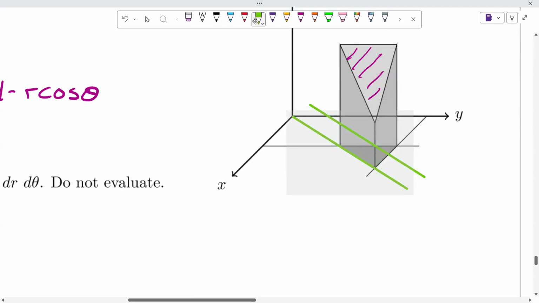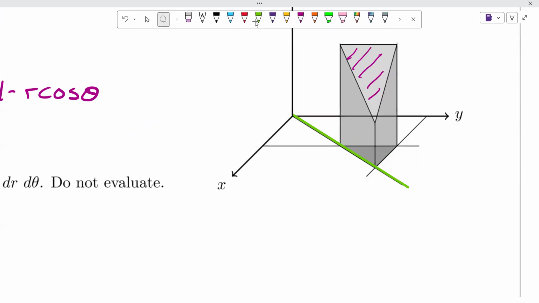Let me try and line that up a little bit better. Cool. So that's our line: y equals x, theta equals pi over 4. Now I've got to go deal with the rest.